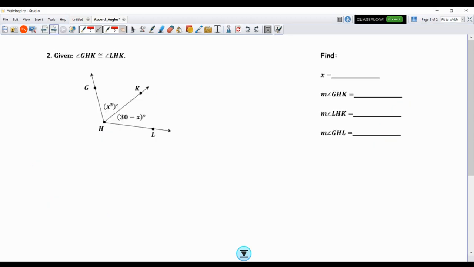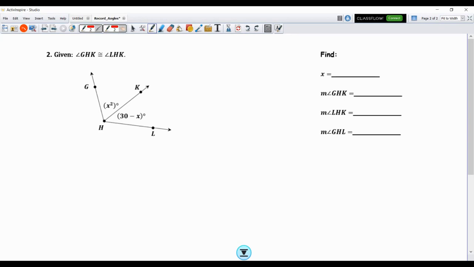In problem number 2, angle GHK is congruent to angle LHK. So we can set these two equal to each other. X squared is equal to 30 minus x. This is another quadratic, so we must remember that we are going to factor this problem to solve for both solutions. We start by subtracting 30 and adding x so that the entire right side cancels out and leaves us 0. What we do to one side, we do to the other.